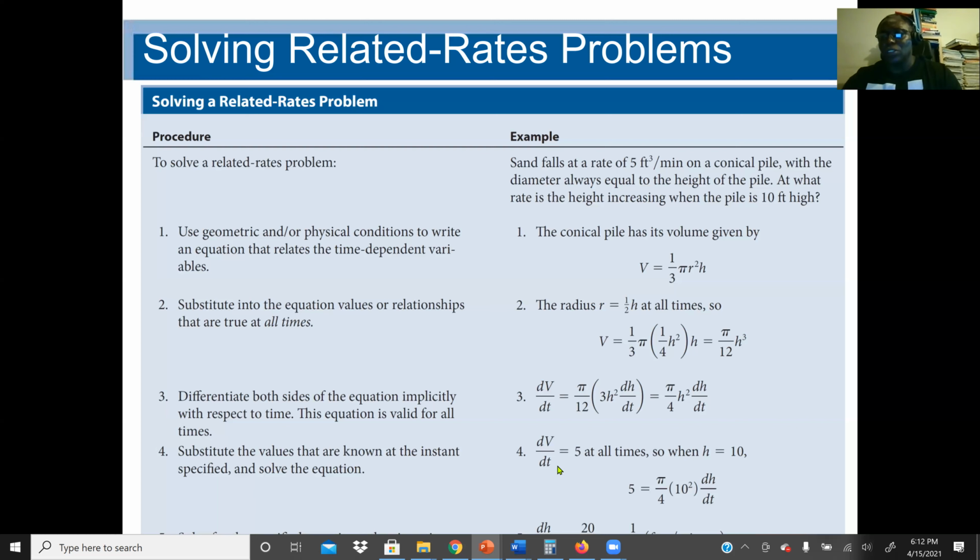So we know dV/dt is 5 at all times based on the condition. The volume falls at a rate of 5 feet cubed per minute. So we substitute the value: 5 equals π/4, the h value is 10, so 10 squared dh/dt. So now we can find our dh/dt. From here, we can find the dh/dt.